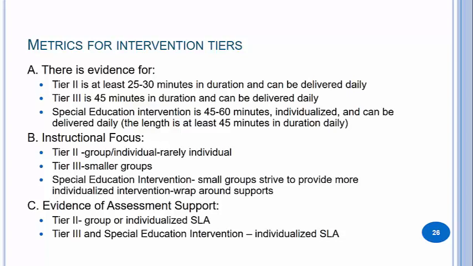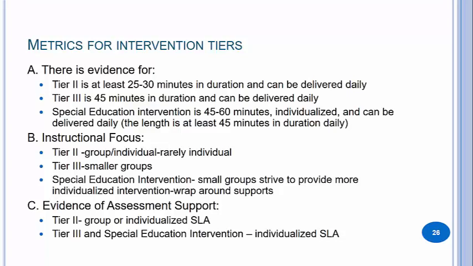So in order for them to say they were a tier three, it had to be 45 minutes worth of material or intervention and could be delivered daily, because in our state, tier three is defined as 45 to 60 minutes. So at minimum, it had to be 45 minutes. And then special ed intervention was 45 to 60 minutes. It was more individualized and could be delivered daily.